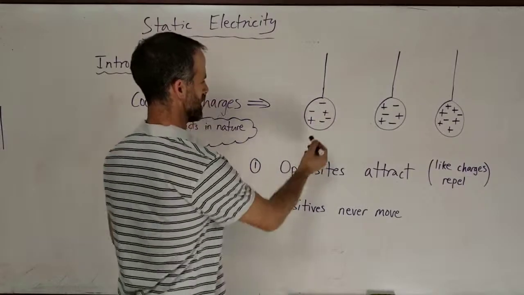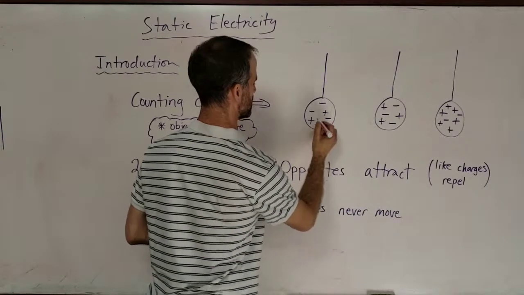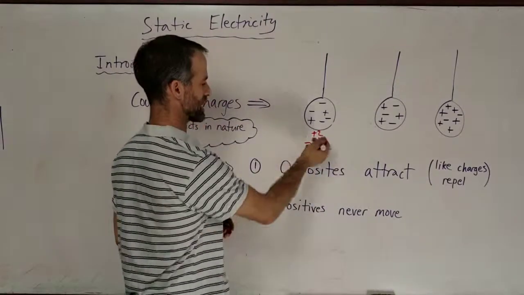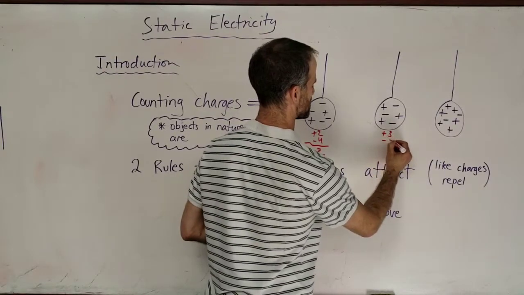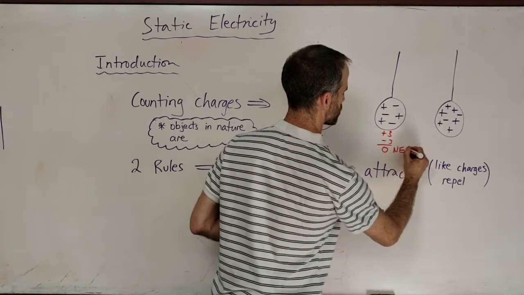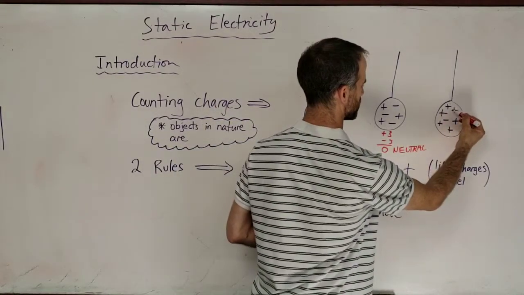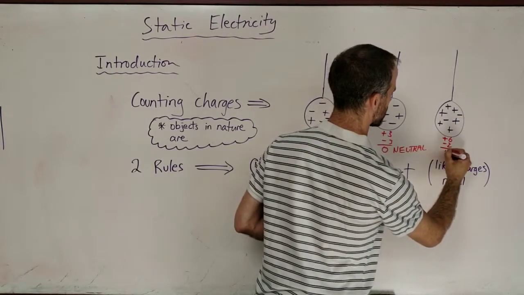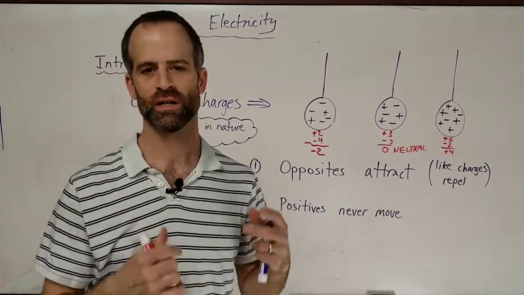So let's do number one. I have 2 pluses and 4 minuses, so overall, I have a charge of -2. I'm just adding them up, right? Here I have a charge of +3 and -3. That ends up being overall 0, which we call neutral. It has no charge overall. And this one, if I count it out, it's 1, 2, 3, 4, 5, 6 pluses and 2 minuses. So overall, I have a charge of +4. Okay, so that's just 3 quick examples of how to count a charge in an object.